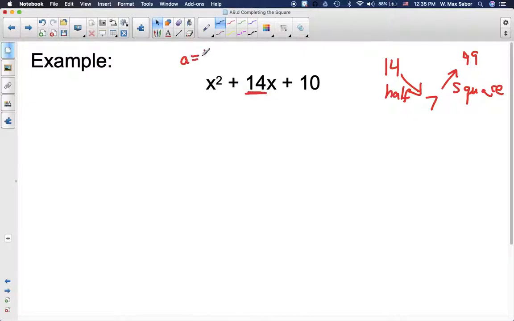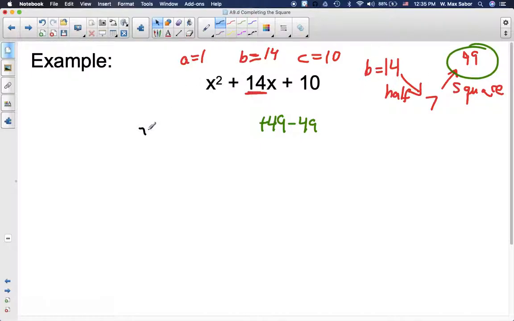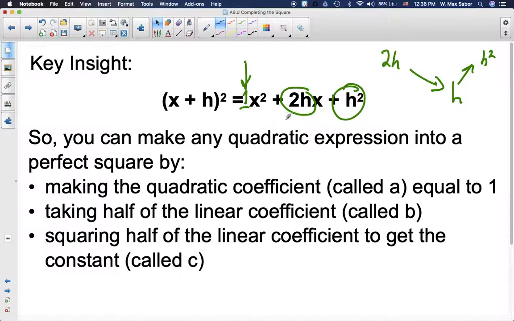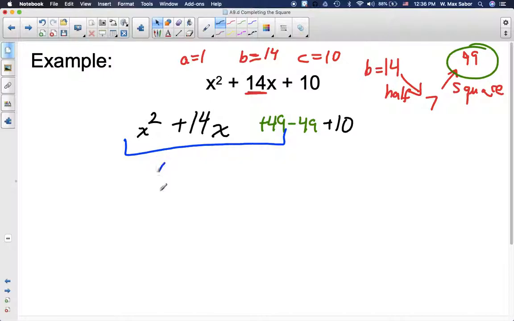So a is 1, b is 14, c is 10. We're going to take that b, take half of it and square it, and that's what c needs to end up being. So we'll add 49 and subtract 49 based off of this 49. So we get x squared plus 14x plus 49 minus 49 plus 10. These three, based off of this rule, are x plus 7 squared.